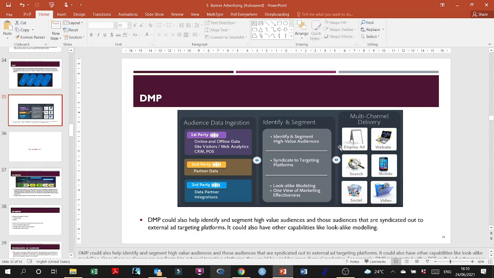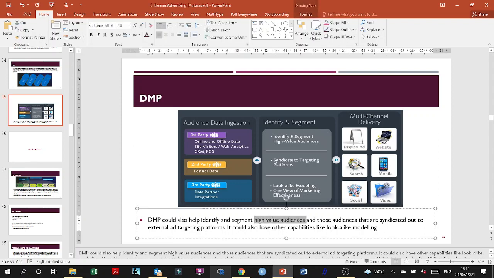Then we have the omni-channel or the multi-channel delivery. So you can have either websites, search ads, mobile ads, video, and social media. Basically, these are the different Google Ads networks. So the data management platform could also help identify and segment high value audiences, right? And those audiences are syndicated out to external ad targeting platforms. It could also have other capabilities like lookalike modeling.